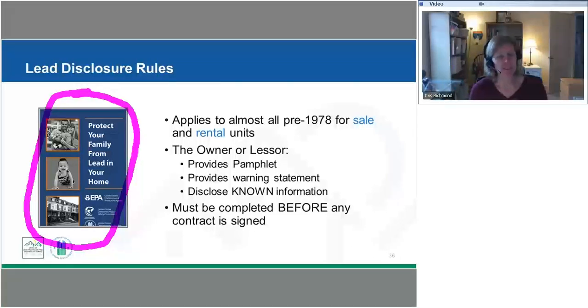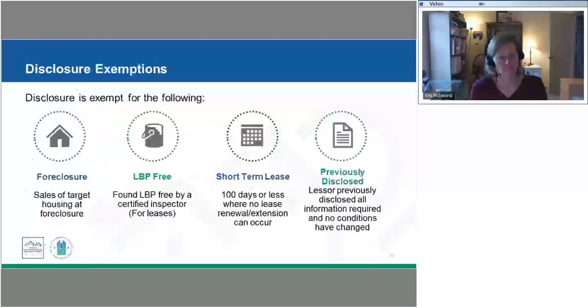The disclosure notice needs to be completed and signed before any contract is signed. And if you're renewing a lease and the owner has new information about lead-based paint or lead-based paint hazards in the unit or the common areas, that owner needs to provide a new disclosure notice to the tenant at lease renewal if there is new known information. If nothing has changed, we don't need to provide a second disclosure notice. We're providing that disclosure notice when they first move in. If nothing's changed, we do not need to provide another one at lease renewal.